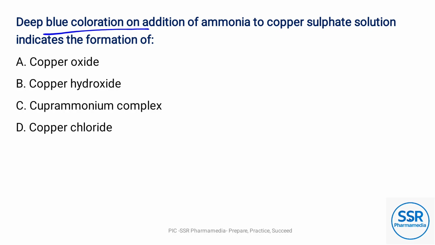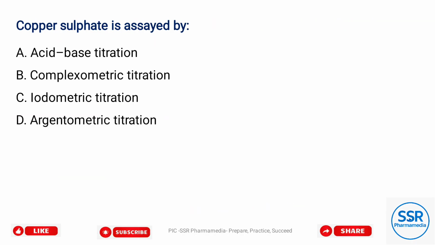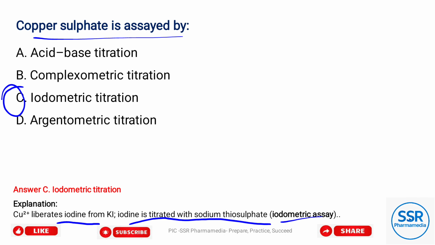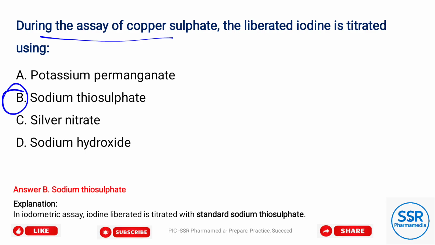Deep blue coloration on addition of ammonia to copper sulfate solution indicates the formation of, option C, cuprammonium complex. It produces a deep blue color with ammonia. Copper sulfate is assayed by, option C, the iodometric method. Copper sulfate liberates iodine from potassium iodide, and that iodine is titrated with sodium thiosulfate. During the assay of copper sulfate, the liberated iodine is titrated using, option B, sodium thiosulfate.